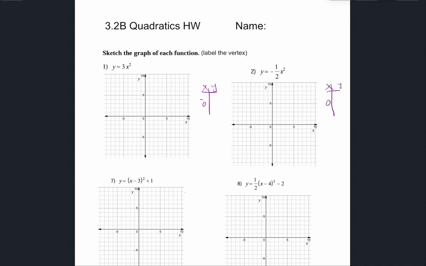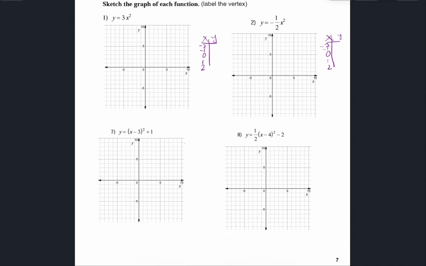So just plug in 2 points below it and 2 points above it. So -1, -2, +1, and +2, and you'll be able to find what you want. Now I want to talk about the ones at the bottom, 7 and 8.